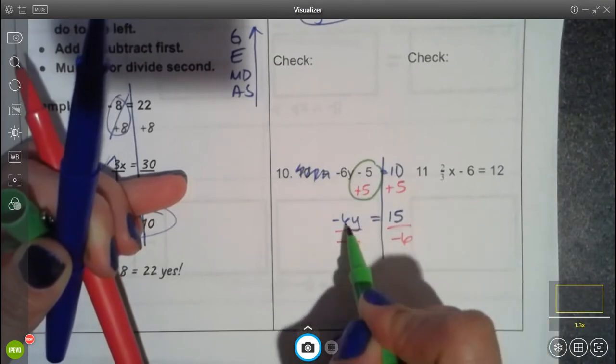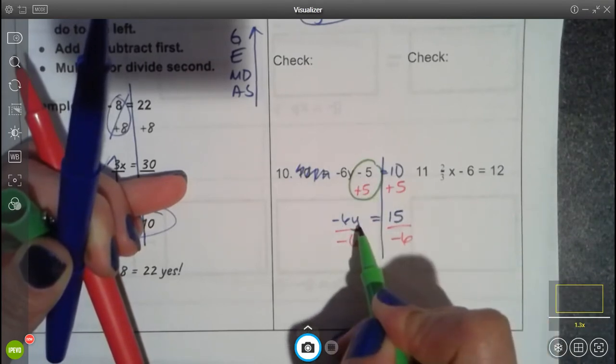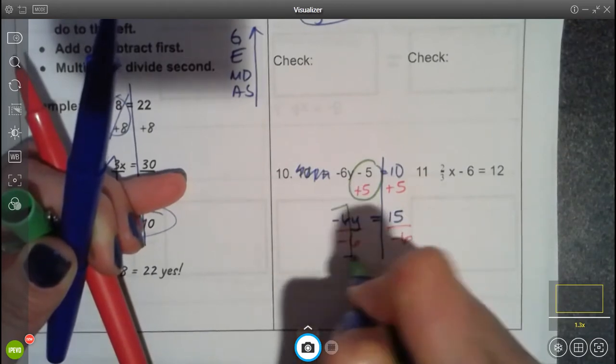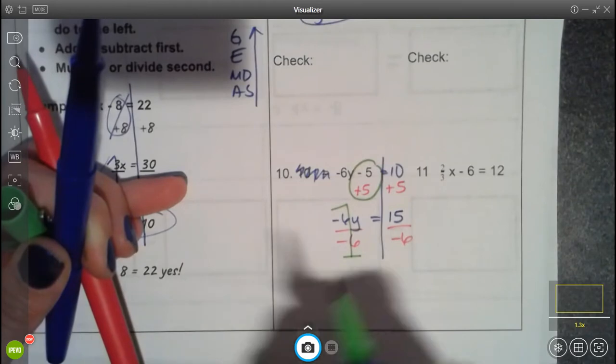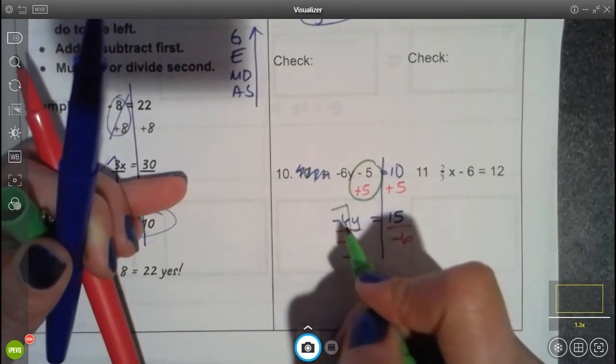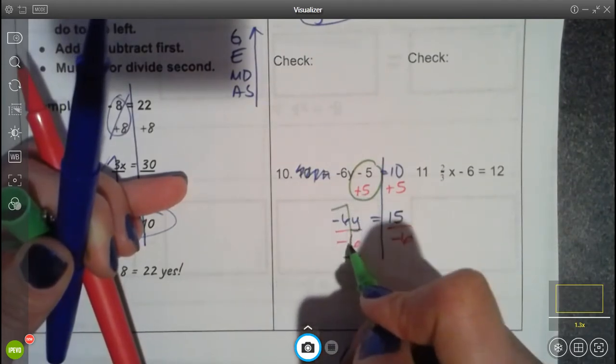Here, the opposite of multiplying by negative 6 is dividing by negative 6. Why do I need that to be a negative 6? Why isn't it a positive 6? Because I need to make this a 1. And any number divided by itself is 1.